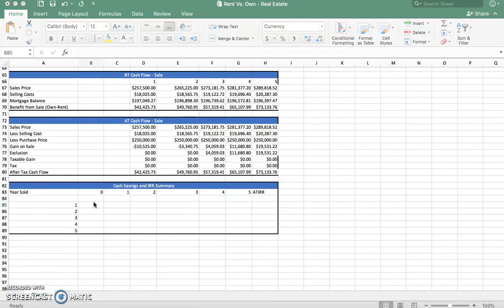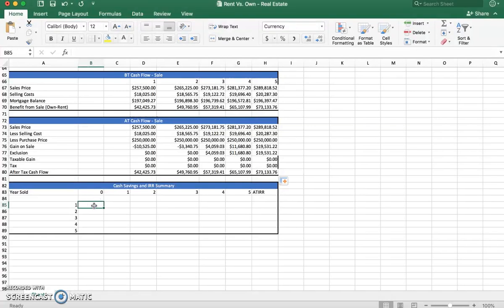Alright, now we have reached the final table of the spreadsheet, and this is going to be where you can physically look and decide, is this project worth owning or renting, and at what year is it going to be profitable for us. Alright, so we'll go ahead and get started here.